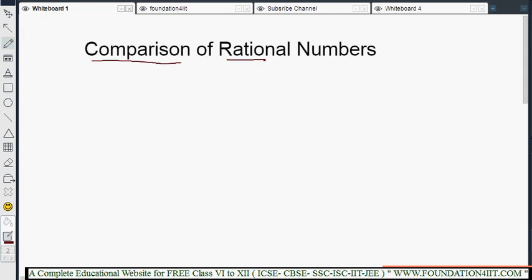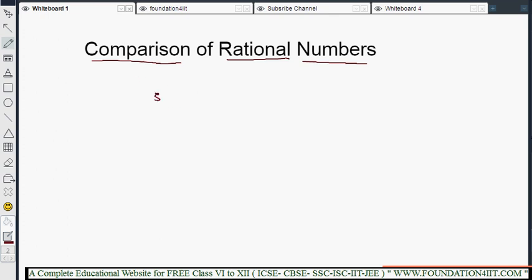Comparison of rational numbers. Comparison is nothing but which rational number is big or which is small, and by how much one is more than the other. If we know the natural numbers or whole numbers or integers, we know how to compare.